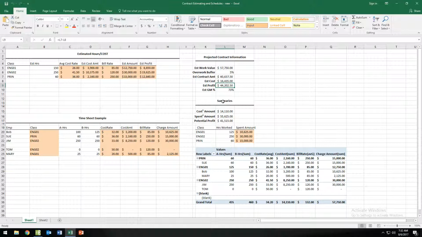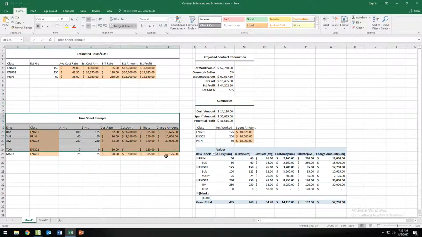That's amazing. If we ever got to something like that, that would be perfect, right? We're always shooting for that 33 number, but if we get 73, we're just ecstatic. So next, cost amount and spent amount. Now, this is the summary, and this comes from the actual timesheet example.